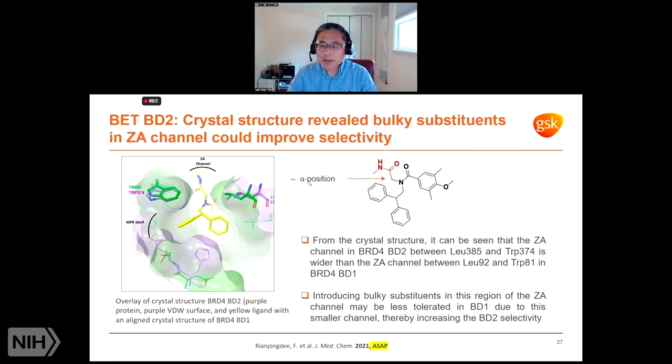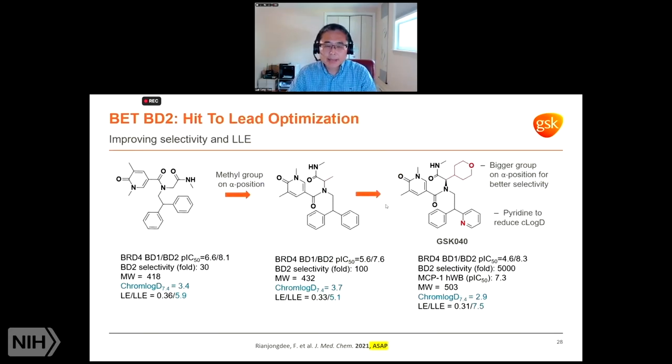So we rationalized that by putting a substitution on the alpha group, we may be able to further improve the potency and selectivity of this series. And this turned out to be the case. For example, when we add a methyl group on the alpha position, we improve the selectivity from 30-fold to 100-fold. But again, this compound still has a bit higher C log D, which may negatively impact its solubility.